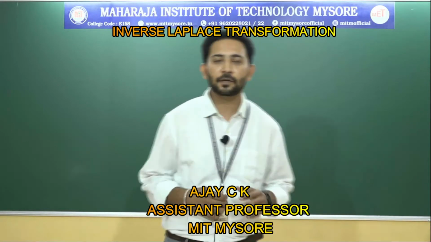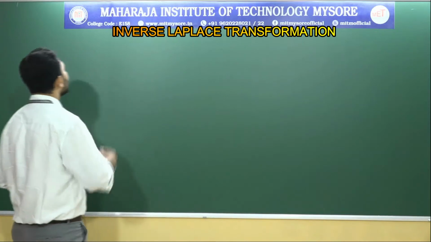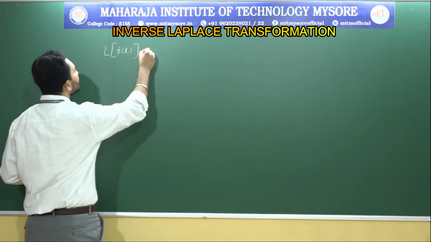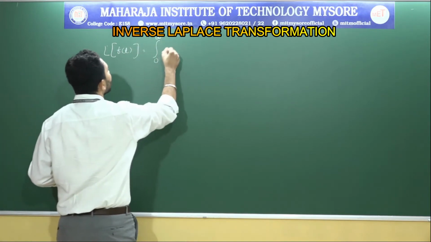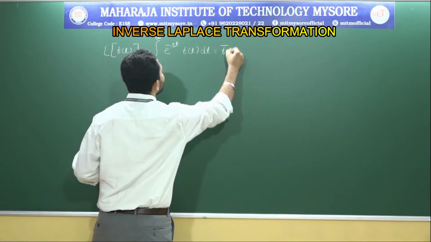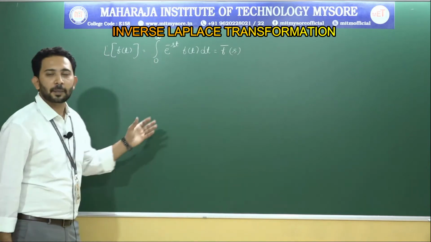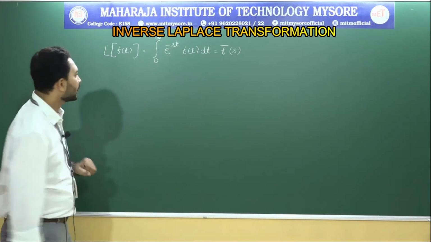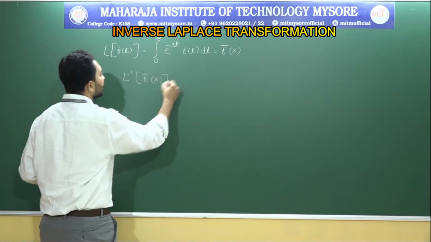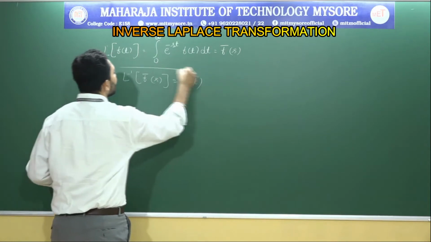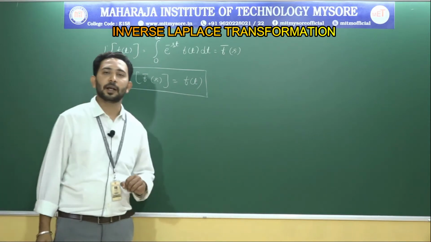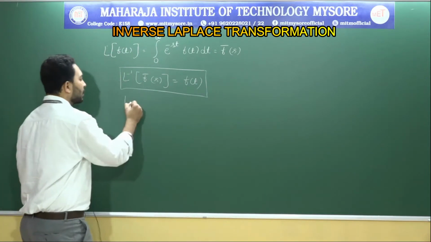So we know the definition of Laplace transformation. It is Laplace of f of t equals integral from 0 to infinity e power minus st into f of t into dt, which is nothing but f bar s. So Laplace of f of t equals f bar s. Then Laplace inverse of f bar s is f of t. So this is the inverse transformation formula.